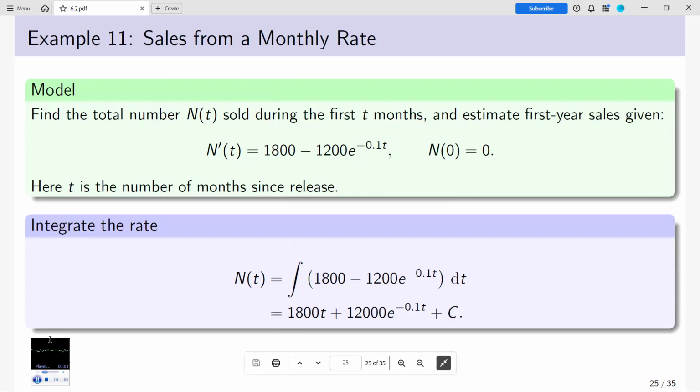The total number sold is found by integrating the monthly sales rate. The exponential term requires the linear substitution factor. The product may be new, but the calculus already knows its complete sales trajectory.